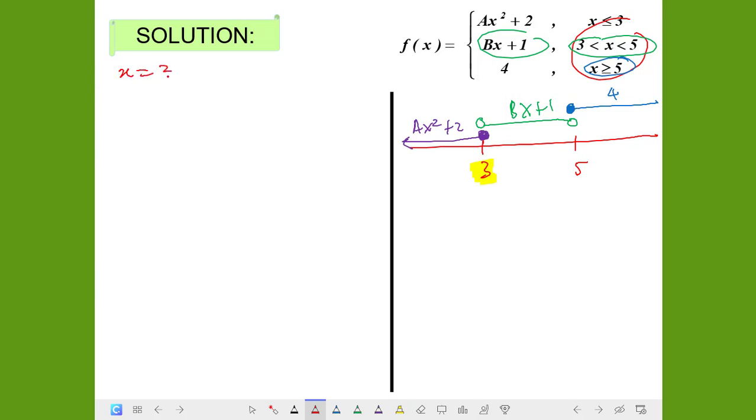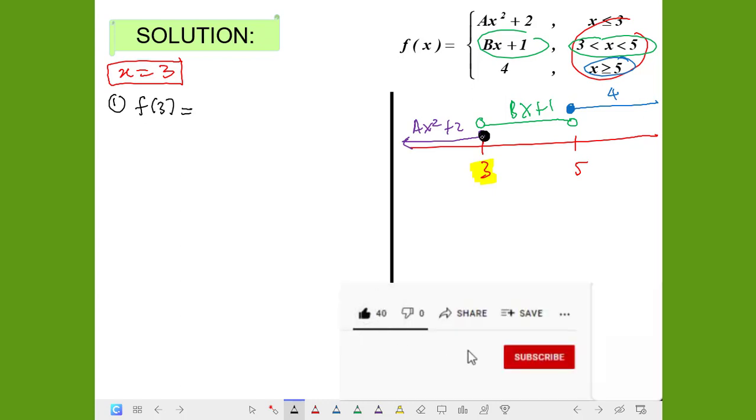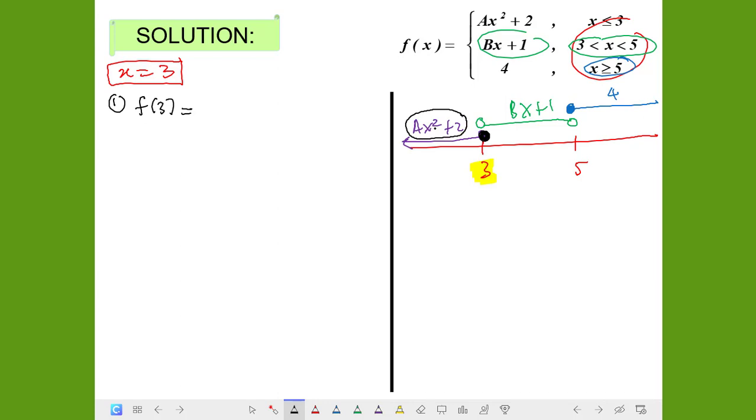Okay, at this point, when x is equal to 3, follow the first step. Given f is continuous, we just want to find the value of k, a and b. At this point, x equals 3. First step, f of 3. The circle here is filled at just one point, so it lies here and satisfies this equation.